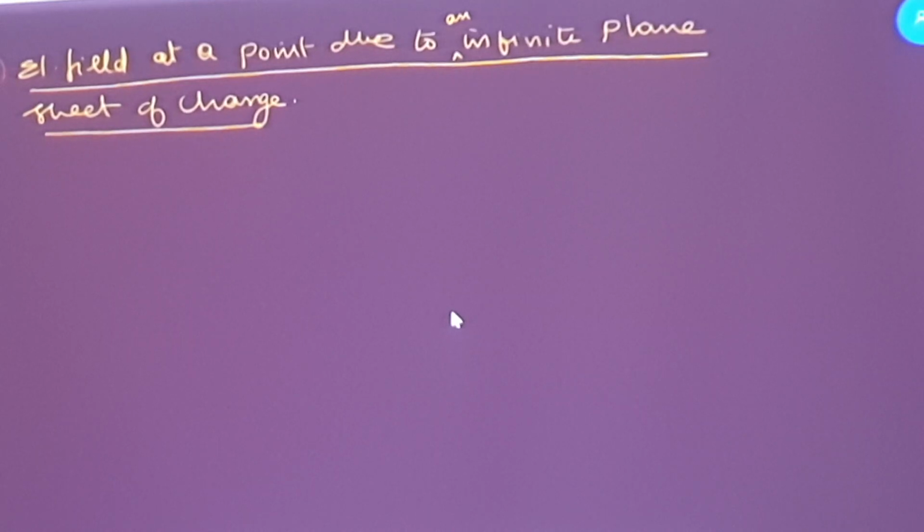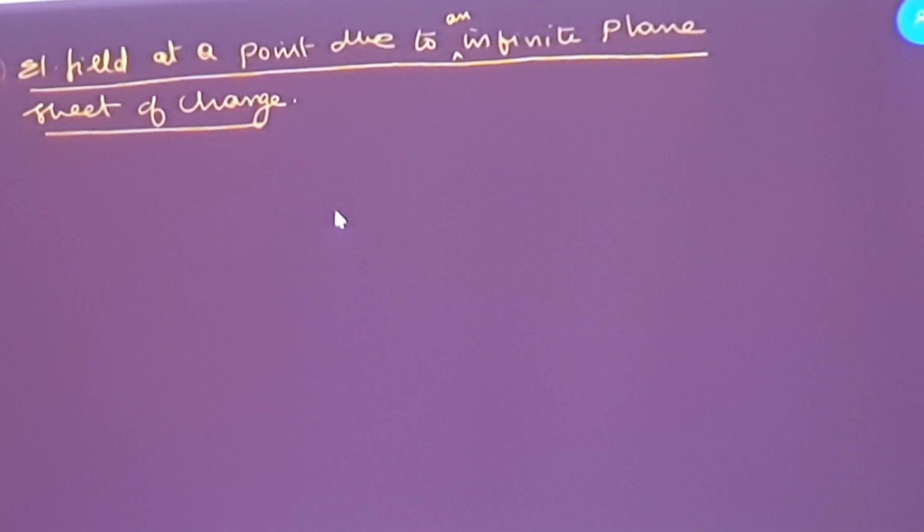Today we are going to study the next application of the Gauss law, the second application of the Gauss law. It states the electrical field at a point due to an infinite plane sheet of charge. In our last video, we studied the electrical field at a point due to an infinite long conductor carrying a charge. Here it is a plane sheet of charge.